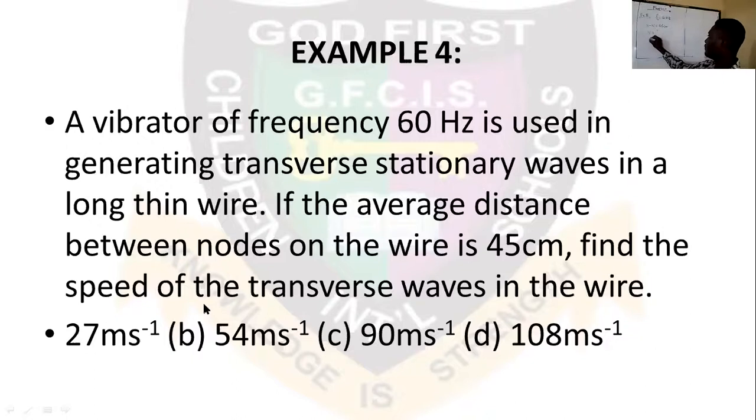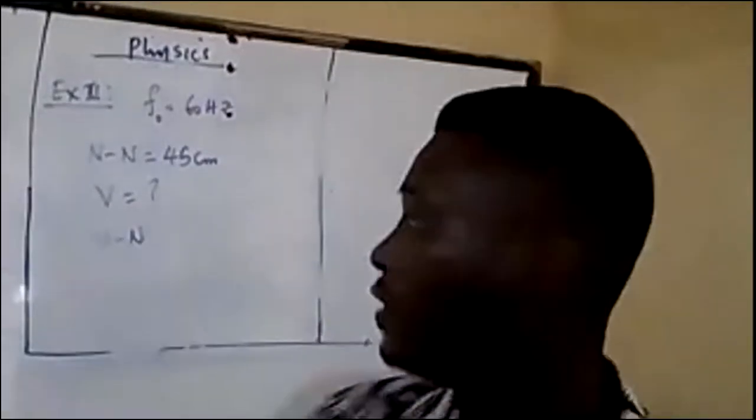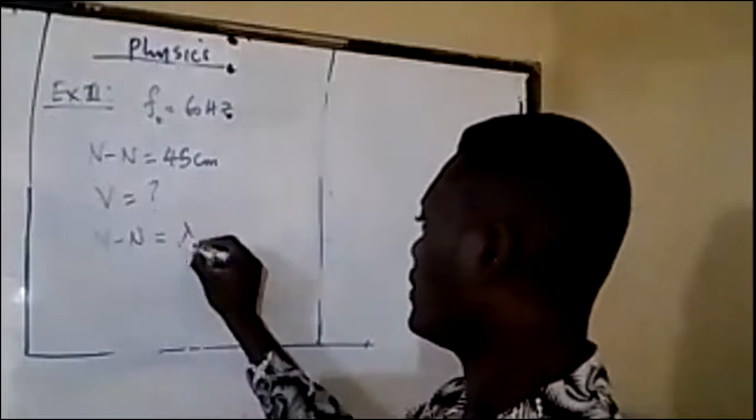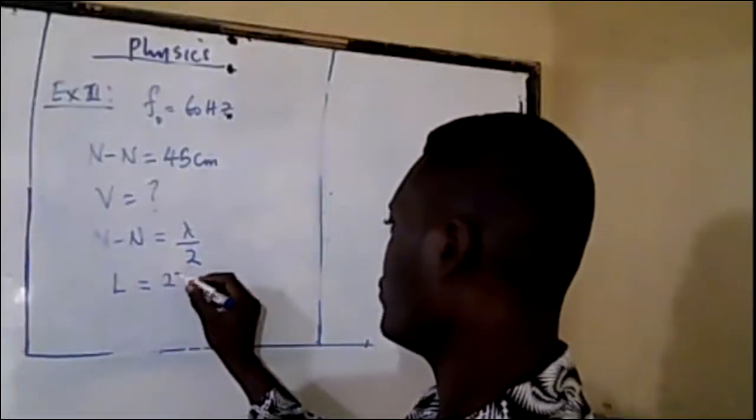So already we know that from node to node should be what? Lambda over 2. So our L is what? Lambda over 2.